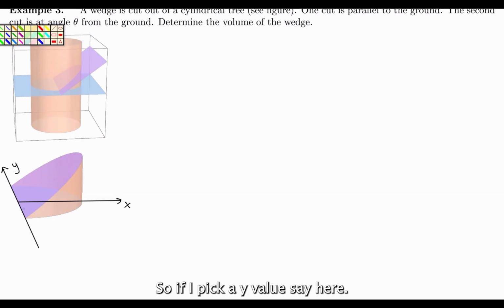Okay, so if I pick a y value, say here, then I want you to think about what the slice is going to look like if I cut this with a plane through that y value. It should be something like this. It should go over to here and then up to that side. And it should actually give me a triangle. So I want to think about the lengths of the different sides of this triangle in terms of x and y.